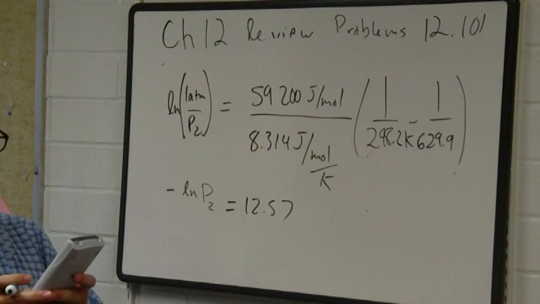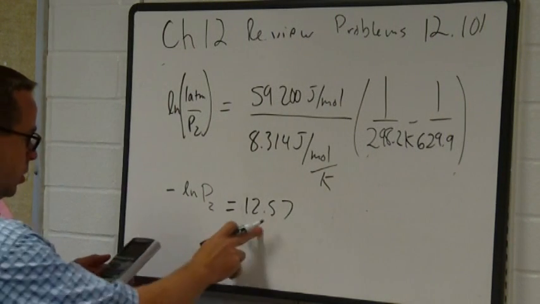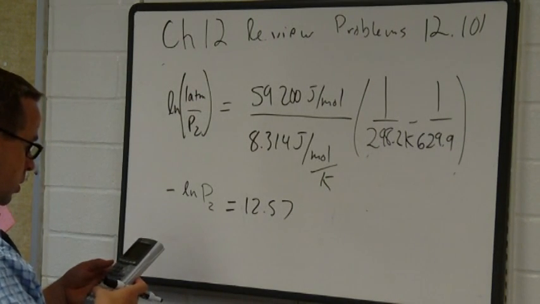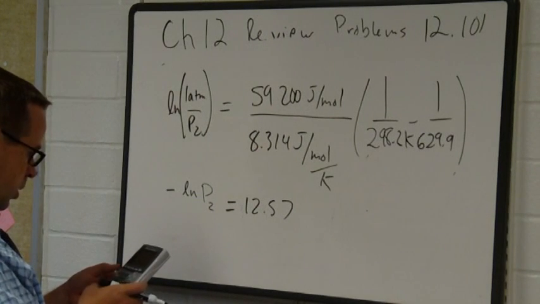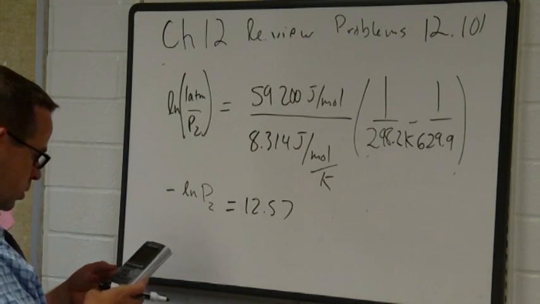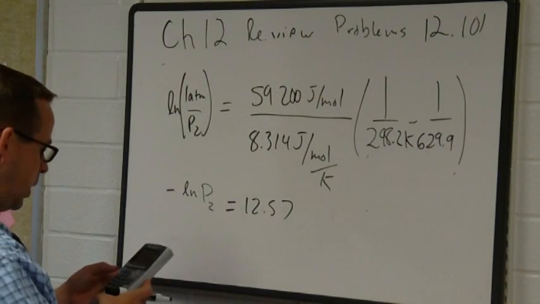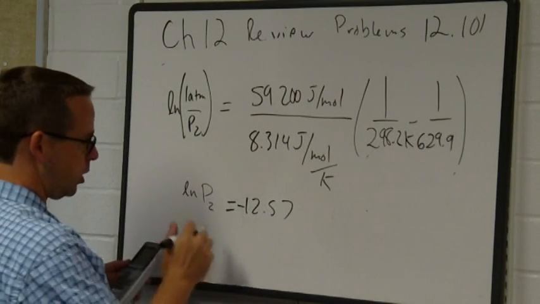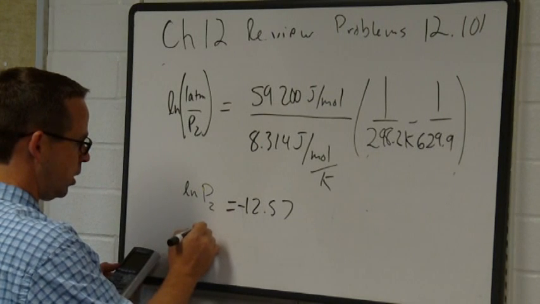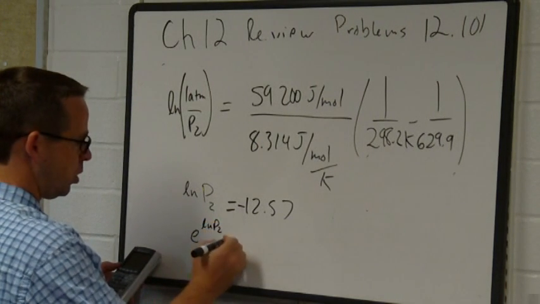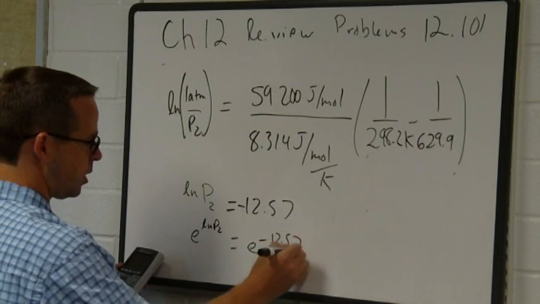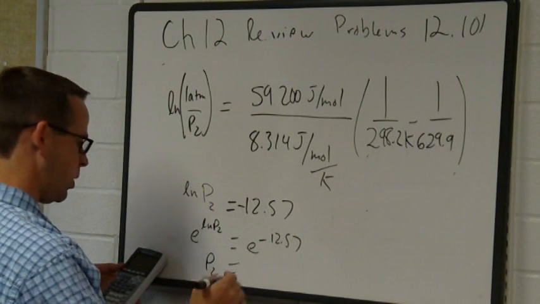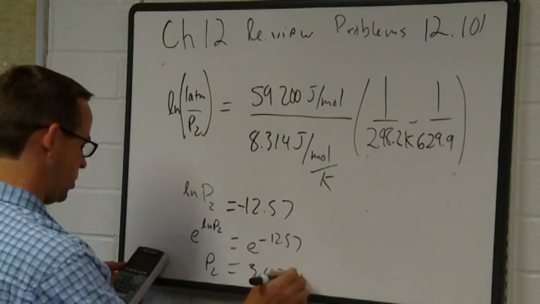Let's see, so I raise e to the negative 12.57. Oh, so we bring this negative sign over first by dividing both sides by -1. And then we take e to the ln P2 equals e to the negative 12.57. E to the ln P2 equals pressure 2, and this e to the negative 12.57 is 3.475 times 10 to the -6.